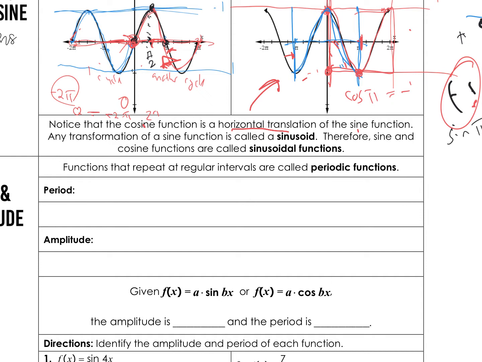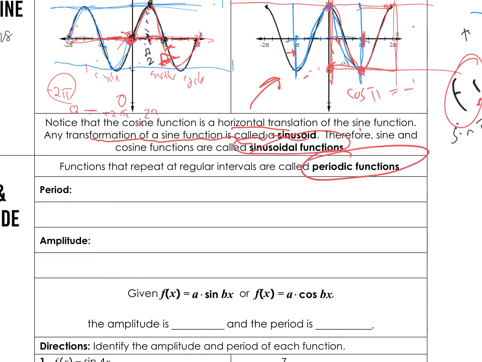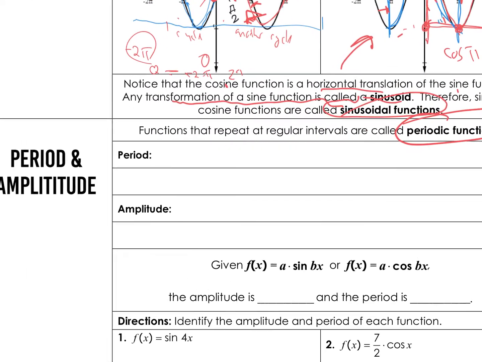What else did they say? Any transformation of the sine function is called a sinusoid, because sines and cosines can mimic each other. Sine can become a cosine equation. You can take a cosine equation and turn it into a sine equation. That's why they're both called sinusoidal functions. I call them periodic functions. That's also true. Any function that repeats itself is periodic. Okay, now let's do the definition of period.